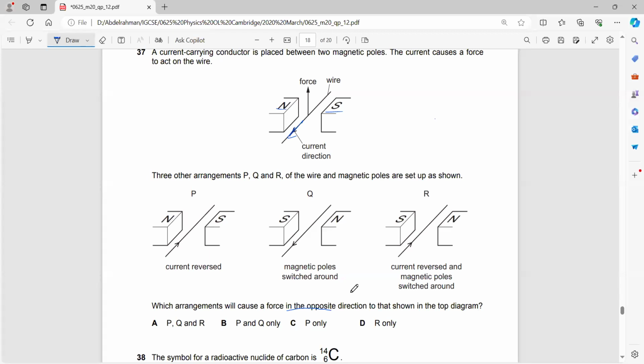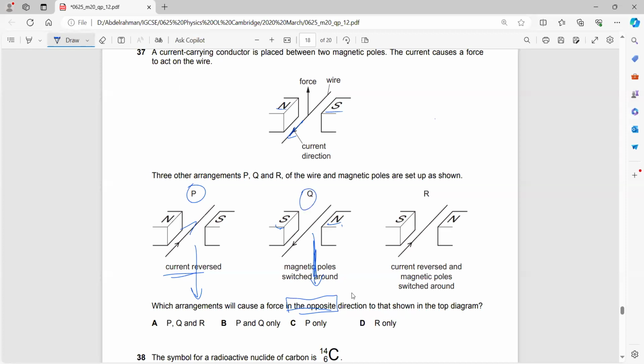Any ideas? How can I cause the force to be in the opposite direction? What are the two conditions for which the force can be in the opposite direction? If you reverse the current, the force would be downwards. Yes, this is correct. If you switch the poles of the magnet, north and south, now it will be south and north, the force will also be downwards.